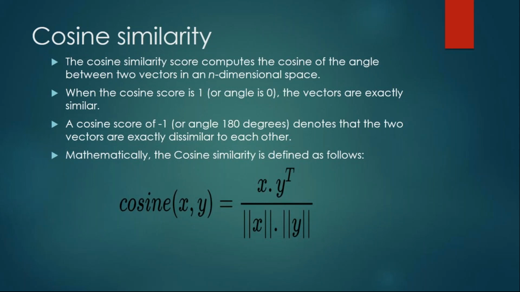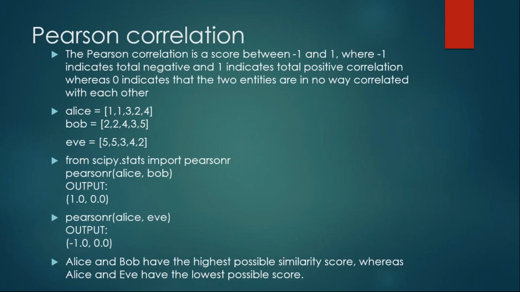If the angle is larger, then we have more dissimilarity. So we can use this cosine similarity. Then we have the Pearson correlation. It ranges between -1 and 1, where -1 indicates total negative correlation and 1 indicates total positive correlation. 0 indicates that the two entities have no correlation at all. That is, we have positive correlation, negative correlation, and 0 means no correlation.